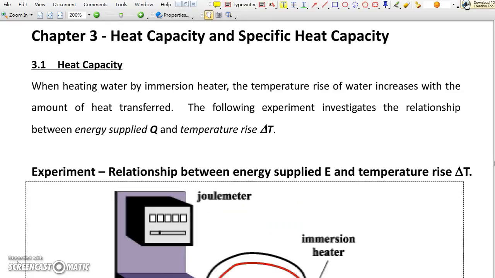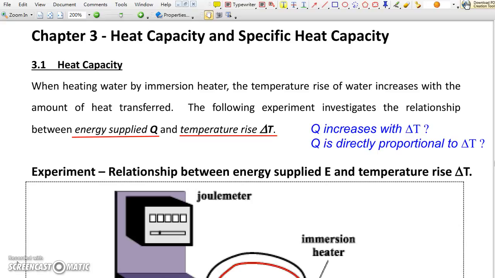When we use an immersion heater to heat some water, the more energy supplied, the higher the temperature rise. But how are Q and delta T related? The energy supply increases with the temperature rise. Or we may also say that the energy supply is directly proportional to the temperature rise. Let's find it out in this lesson.